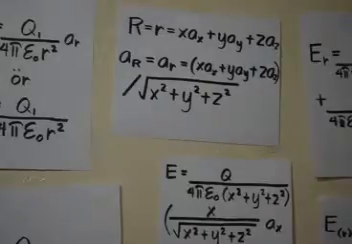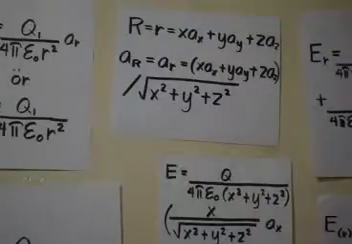Writing these expressions in Cartesian coordinates for a charge q at the origin, we have r equals x times a sub x plus y times a sub y plus z times a sub z, and a sub r equals x times a sub x plus y times a sub y plus z times a sub z over the square root of x squared plus y squared plus z squared.